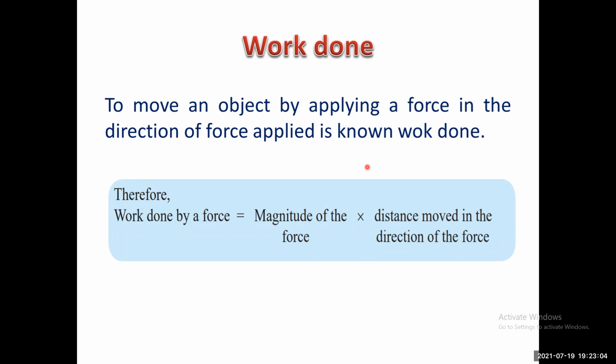Work done is the product of the magnitude of the force and the distance moved in the direction of the force. This is the formula when we are doing calculations regarding work done. Work done by a force is equal to the magnitude of the force times the distance moved in the direction of the force.